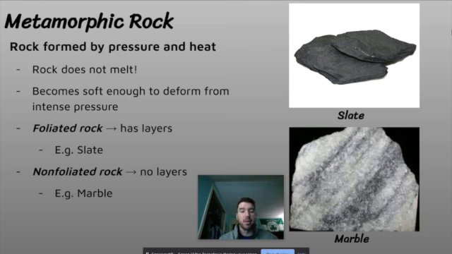The other type is non-foliated rock. If foliated means layers, non-foliated means no layers. And an example of this type of rock is just marble. Similar to granite, some people have marble in their homes. It's probably a rock we've all been exposed to, but marble does not have any layers.